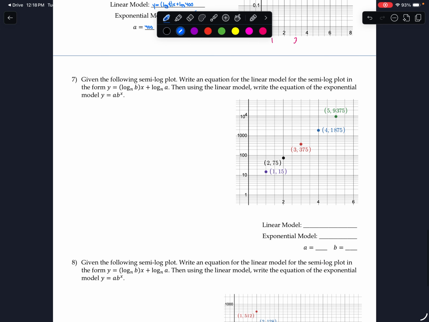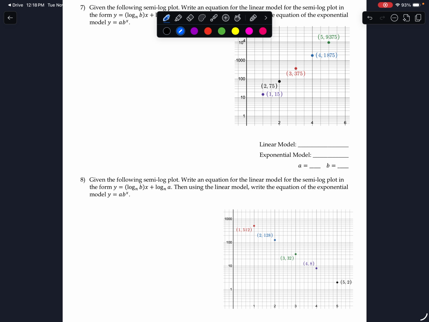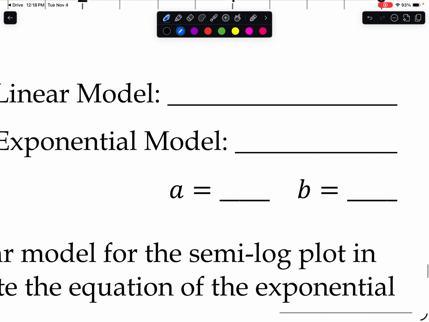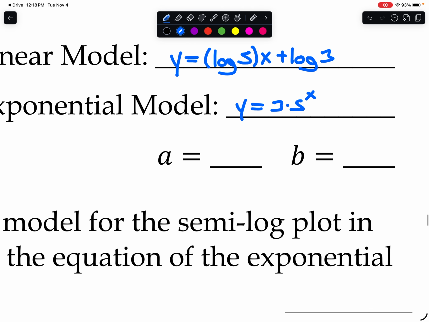Okay, now for 7 and 8, I would invite you guys to try these two on your own. We were even a little bit more generous and we actually labeled the points for you. So I would say try these on your own, but I will go ahead and write in the linear model for you for this first one. So the linear model, when you finish it, hopefully you're going to get log of 5 times x plus log of 3, which means your exponential model will be 3 times 5 raised to the x. So we'd have an a value of 3 and a b value of 5.